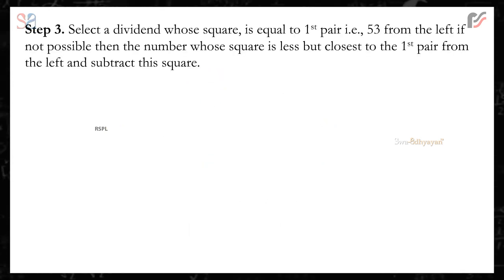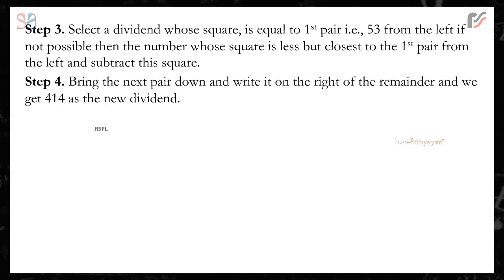Step 3. Select a divisor whose square is equal to the first pair, that is 53, from the left. If not possible, then take the number whose square is less than but closest to the first pair from the left and subtract this square. Step 4. Bring the next pair down and write it on the right of the remainder, and we get 414 as the new dividend.